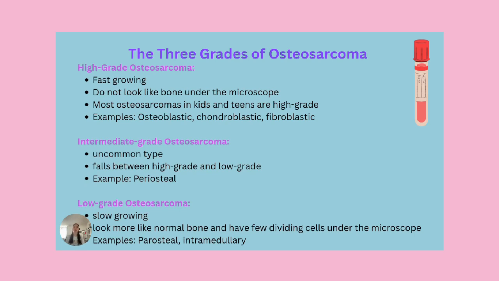And then there's the low grade osteosarcoma. Those are the most slow growing osteosarcomas, and they look more like normal bone if you look at them under the microscope, and you can only see a few dividing cells. Examples for low grade osteosarcomas are periosteal and intramedullary osteosarcomas.